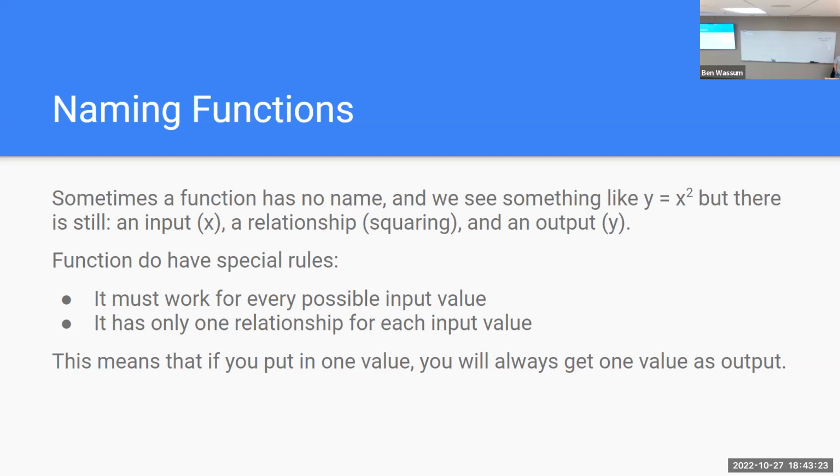So yeah, those are the possible input values. It doesn't mean it has to work for every value, but in the context of what you're doing, it has to work for all the values that matter. And it only has one relationship for each input value. That's basically saying, hey, if I plug one thing in here, it's going to spit out one thing. It's not going to spit out two. No, it's always going to spit out a thing. You put in one value, you get one value as an output.